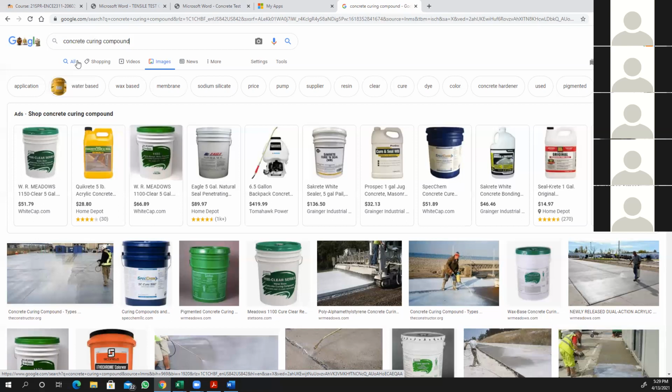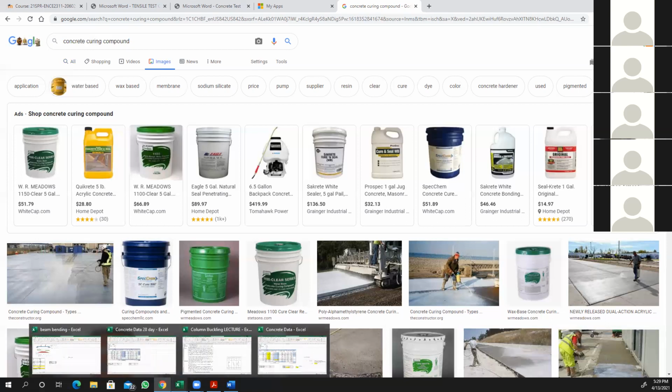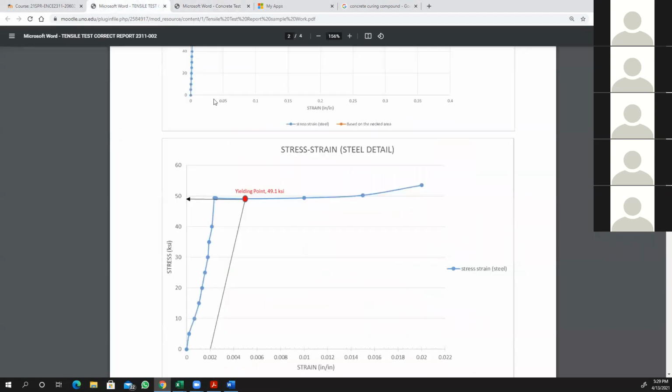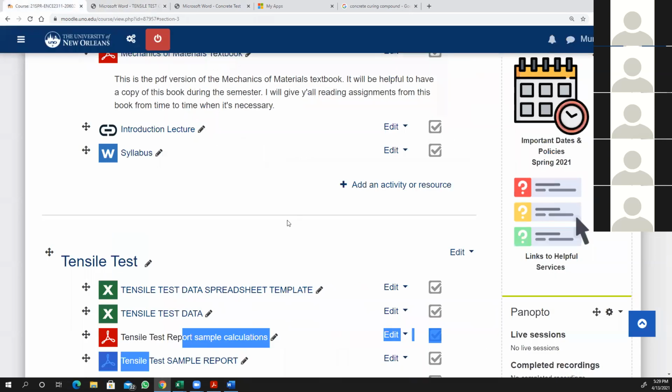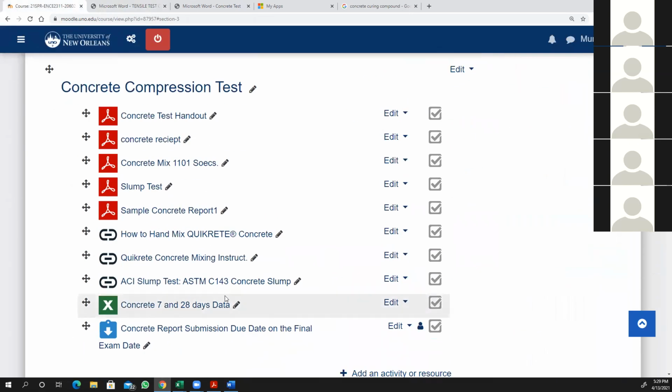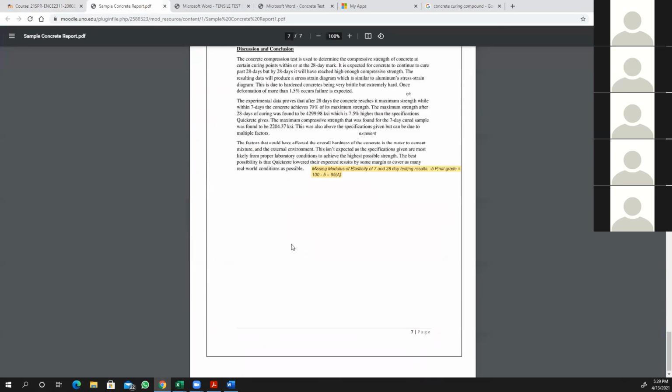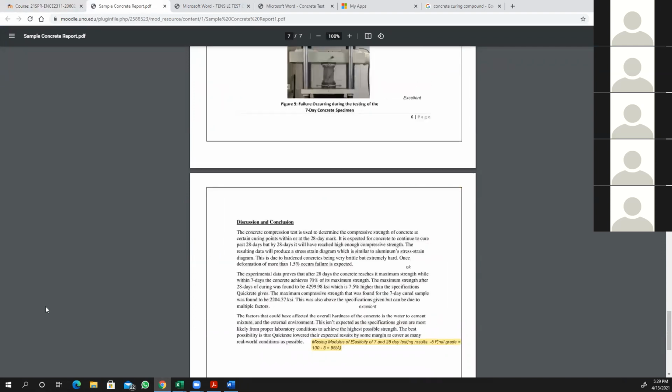But you should have the requirements that were given to you in the previous lectures, what you should have in the concrete report. And the sample report makes it clear. I think I closed the sample report. You can even see the sections that I took points off from this sample concrete report. Over here, so excellent. So let's look at this.